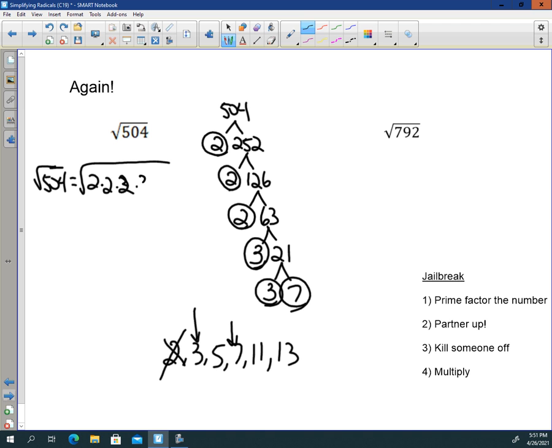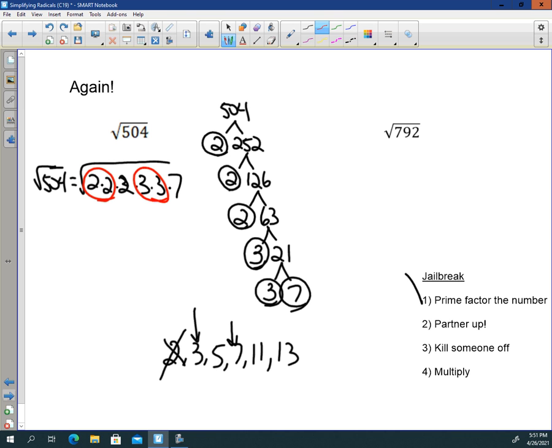Excuse me, two 3's and a 7. One, two 2's, two 3's, and one 7. Yep, okay. So we've taken care of prime factoring. Now we're going to partner up. So I've got two 2's that can be together. I've got another 2 that doesn't have a partner. Oh, but I have two 3's that can be together and a 7 that doesn't have a partner.